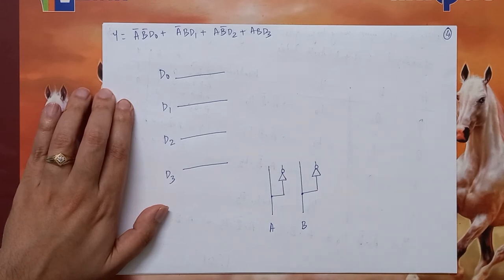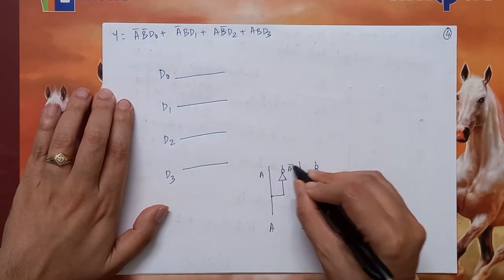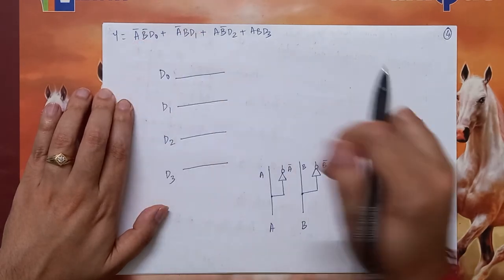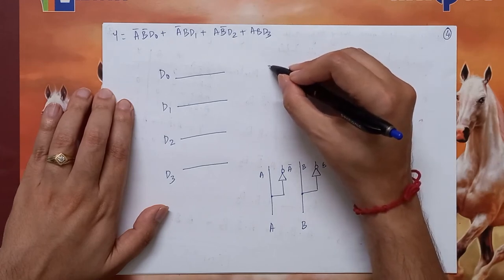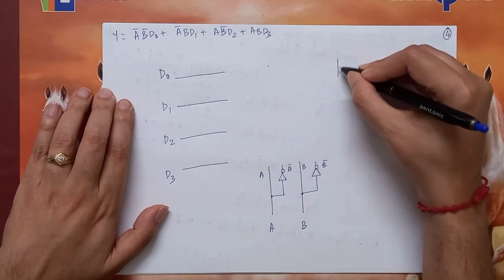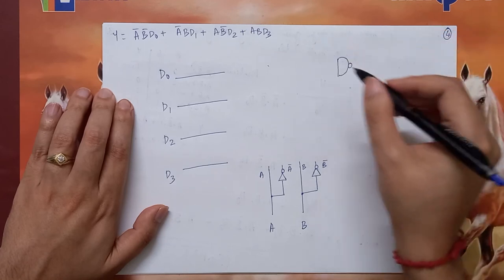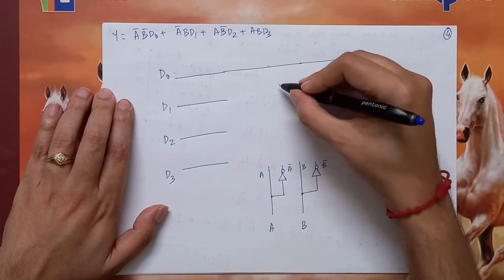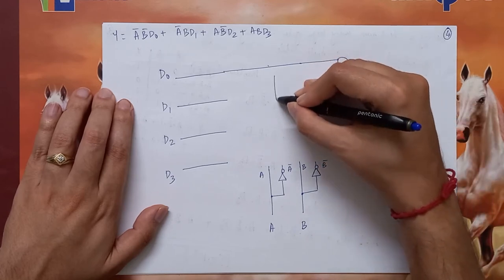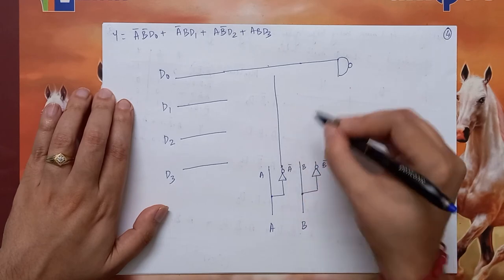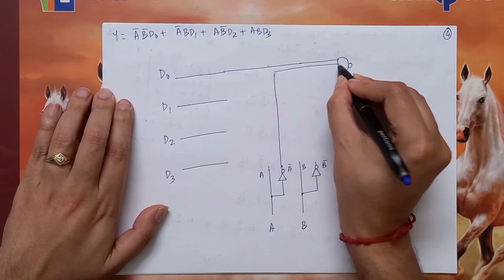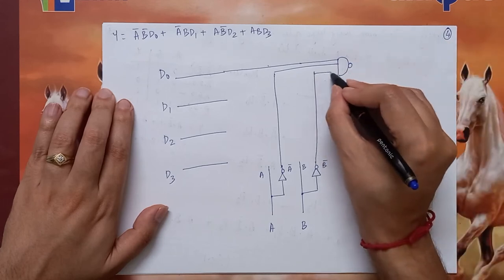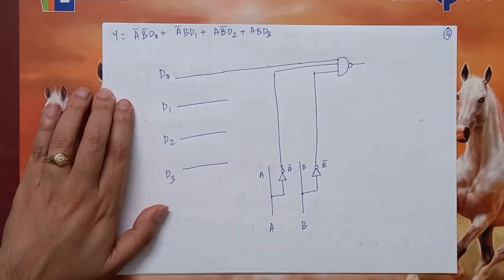Right? So this is A, this is A bar, this is B, this is B bar. So the first term will correspond to a NAND gate. One input will be D0, and the other two inputs will be A bar and B bar. This is the first term.